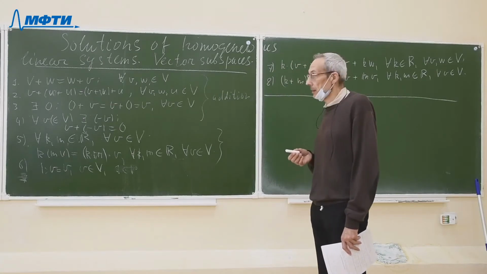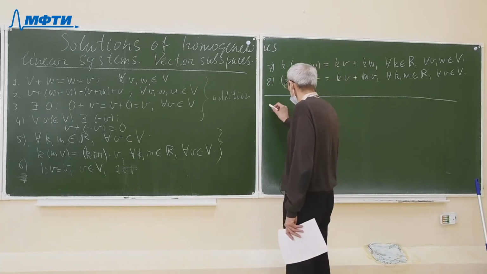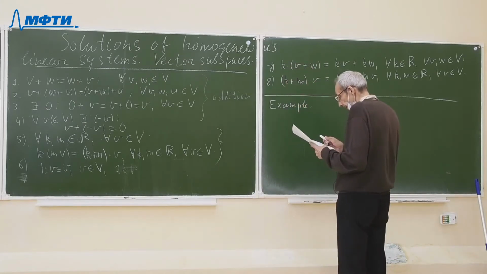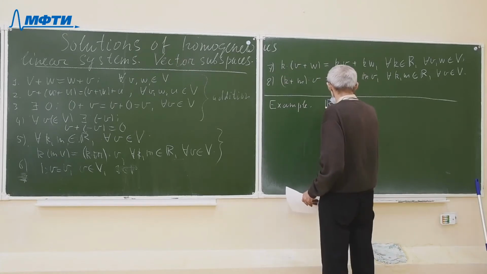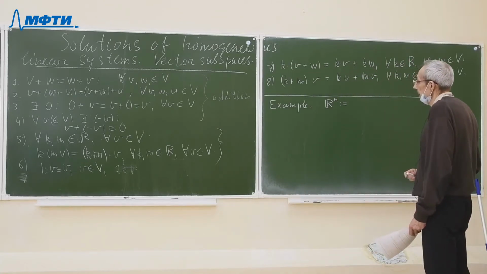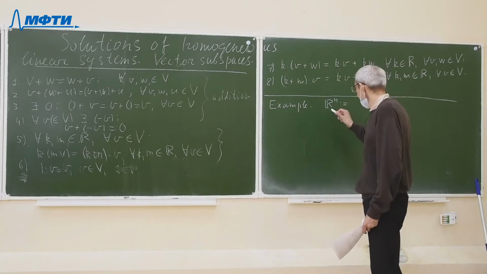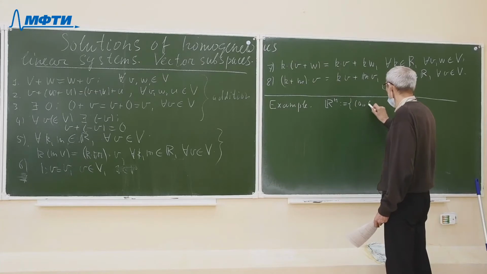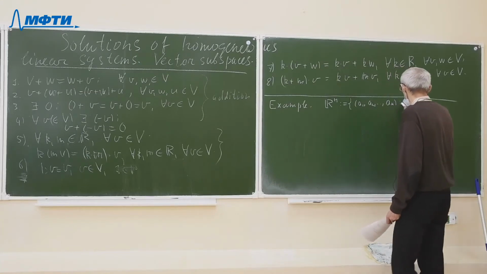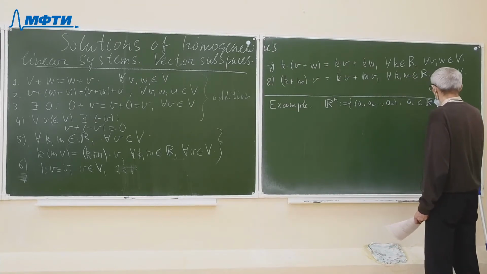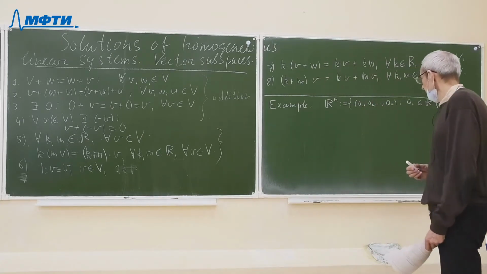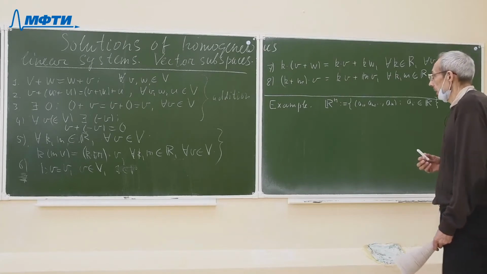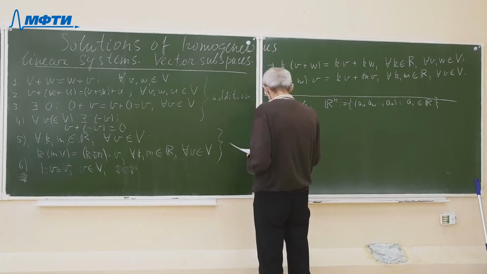And maybe the main example of a vector space is the following example. The so-called R^n, the so-called arithmetical vector space. The elements of this set are n tuples of real numbers. And we can introduce the addition and scalar multiplication operations on this vector space by the following formulas. Vector addition.